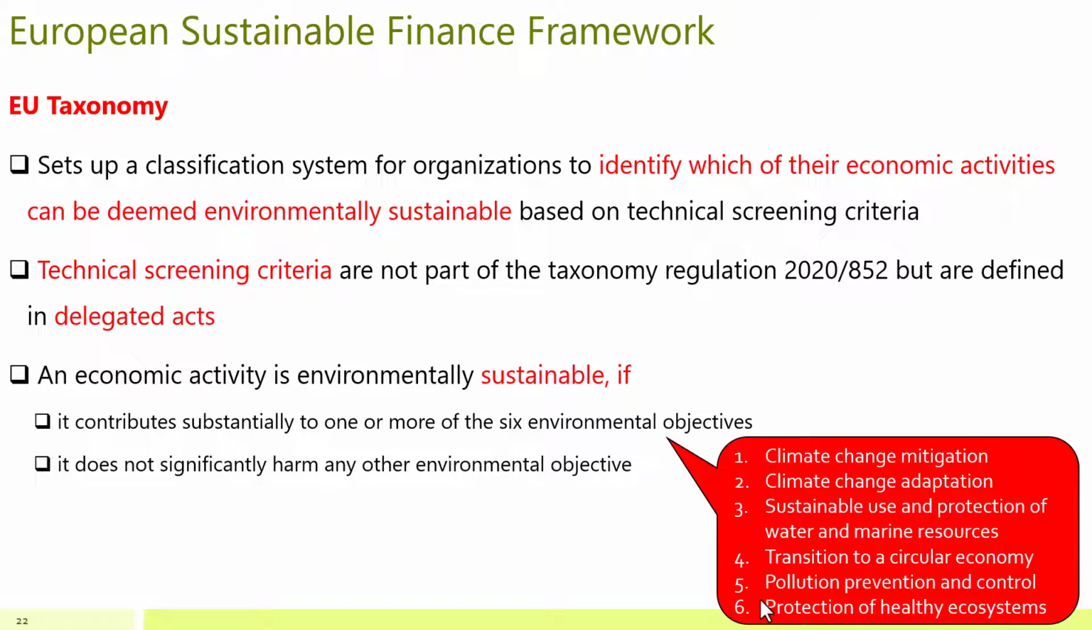At the same time, it should not do a significant harm to the other ones. So let's say you invest in something that has a positive impact on climate change adaptation, but at the same time has a negative effect on water and marine resources, then this activity is not sustainable because it has a negative effect on water and marine resources. And a sustainable activity also has to comply with minimum social safeguards. We will have a look at this in a moment.